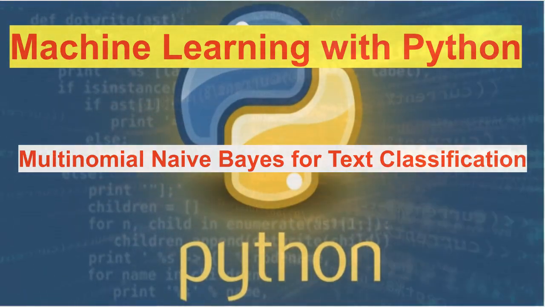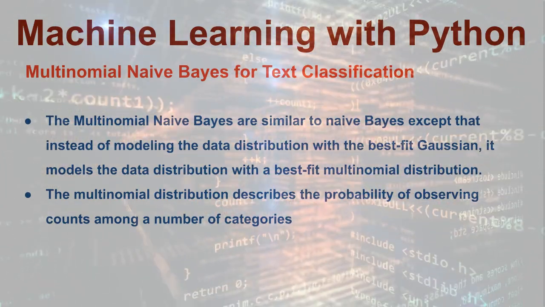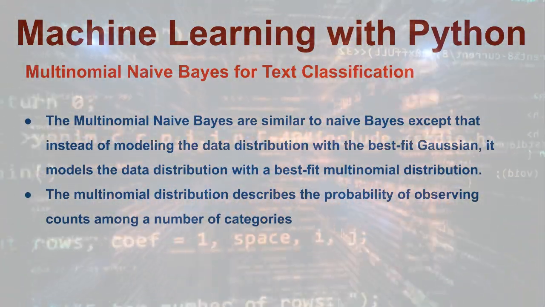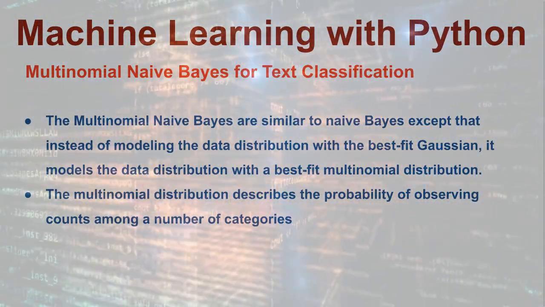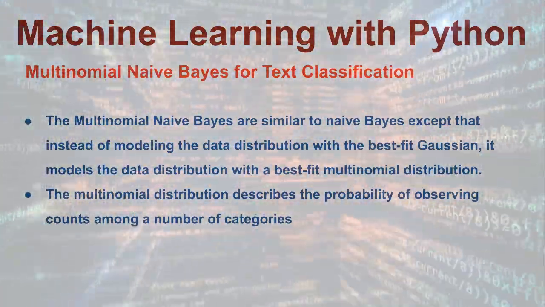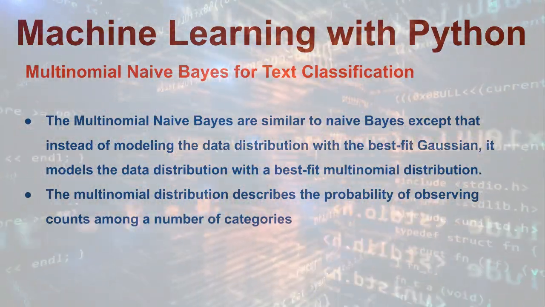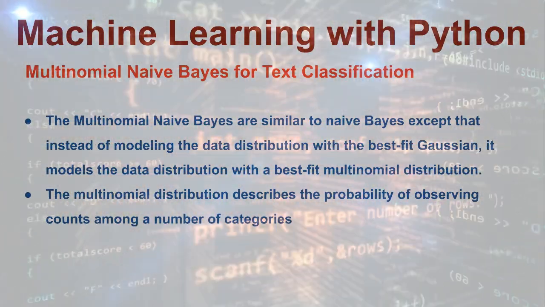Multinomial Naive Bayes. Multinomial Naive Bayes uses a simple multinomial distribution instead of the Gaussian distribution used with the Naive Bayes model. The multinomial distribution can describe the probability of observing counts among several categories. Therefore, it is most appropriate for features that represent counts or count rates.